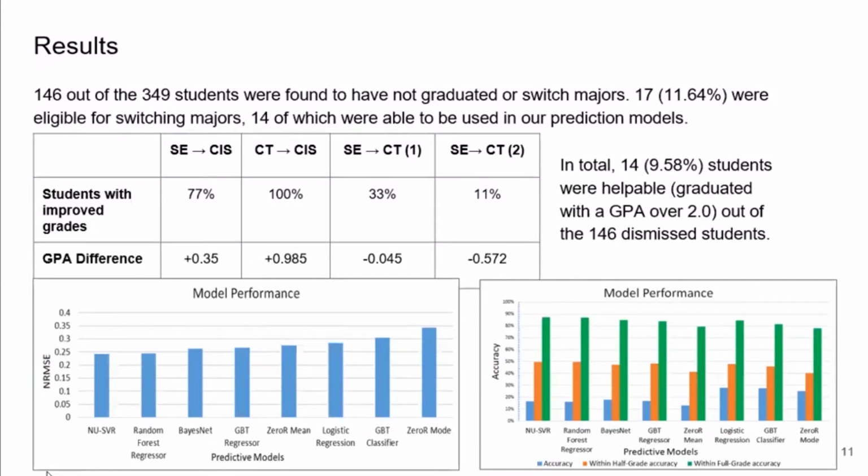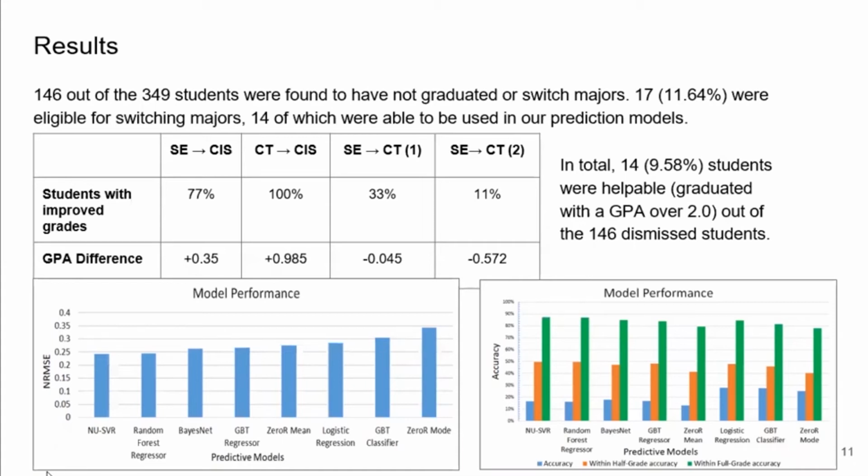Our chosen models include new support vector regressor, random forest regressor, gradient boosted trees regressor and classifier, logistic regression, and a customized Bayesian network created by Nick, as well as 2 0R baseline models for comparison. 0R means 0 rules, and it does not predict on any of the features, which is why they are used as a baseline. On the bottom left is our error chart.